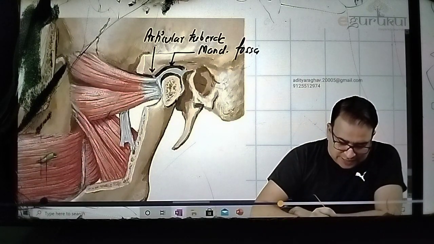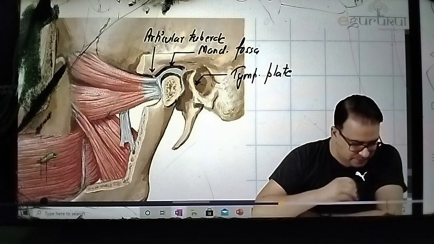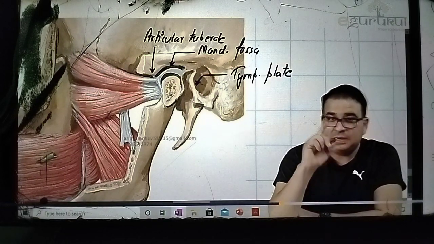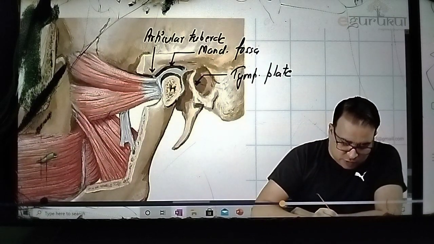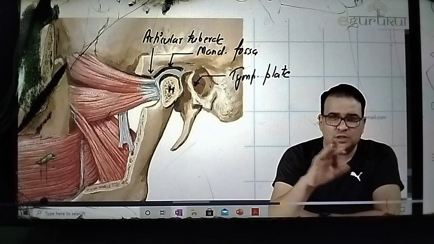And posteriorly, what you see, this external auditory canal is lined by this plate. This plate is called the tympanic plate. Articular tubercle, mandibular fossa, and tympanic plate are there. But see, the tympanic plate will not participate in the formation of the TMJ. I'll tell you how. This is the head of mandible. There is no confusion about that. Now, what you will see when you look at the capsule of the temporomandibular joint, I'm going to draw it all separately for you.